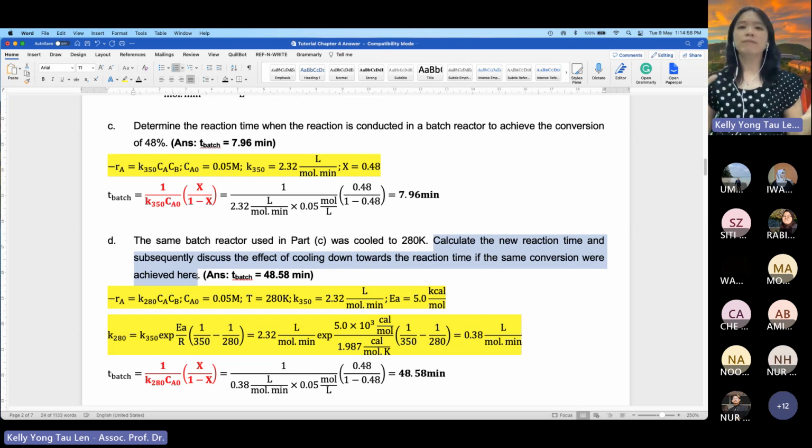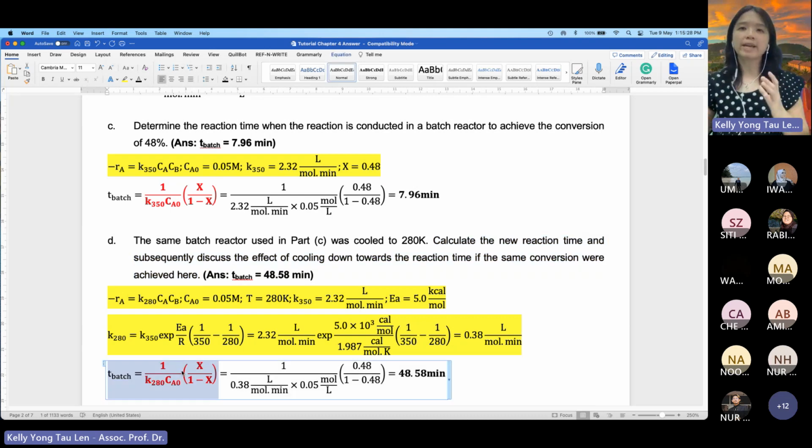So this question is a bit unique. I want to use the same reactor, but I reduce the temperature from 350 to 280 Kelvin, and they ask us to find the new time. Then we have to discuss the effect on the reaction time if I cool down my reactor or use my reactor at a lower temperature. So that's what you have to understand now: what will affect my reaction time?